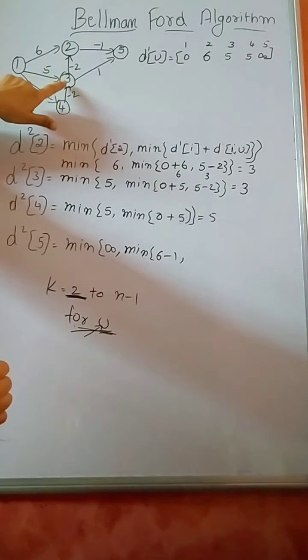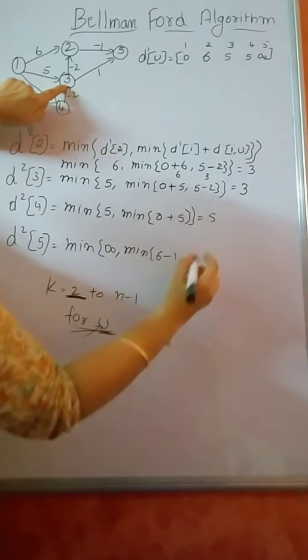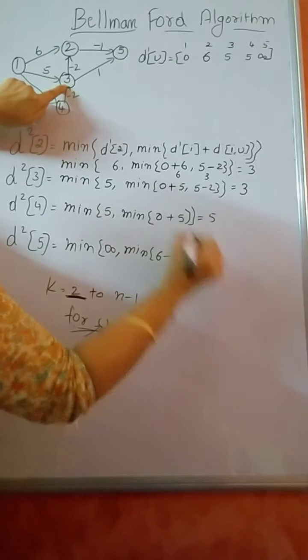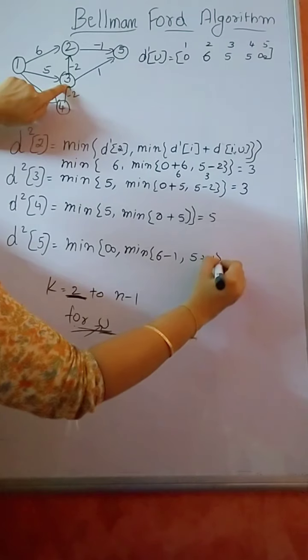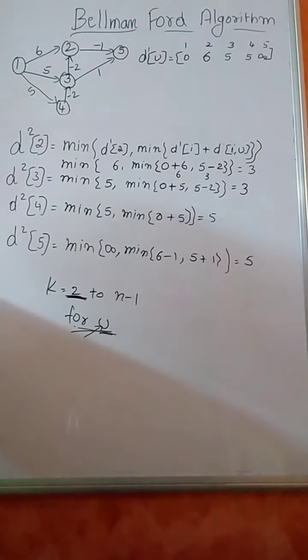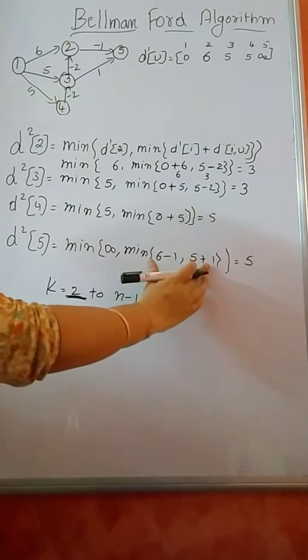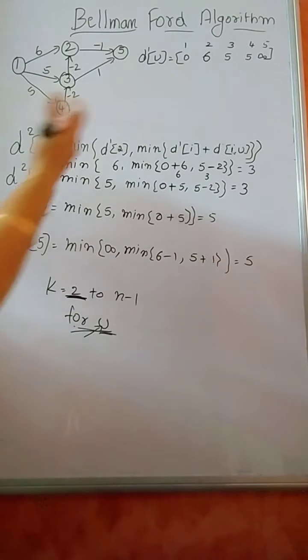One more incoming edge is there from the 3. So what is previous distance to the 3? It is 5. Then distance from 3 to 5 is 1. So it is 6. So which is the minimum distance? 5. 6 minus 1, 5. Okay, this is 6. So how much the minimum distance is? 5. Now once if I find all of them, then you update.